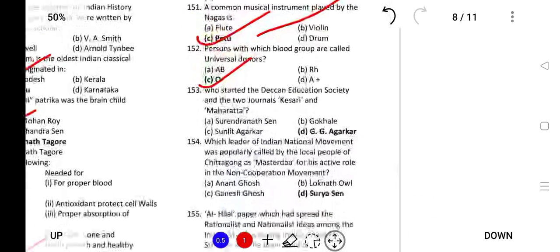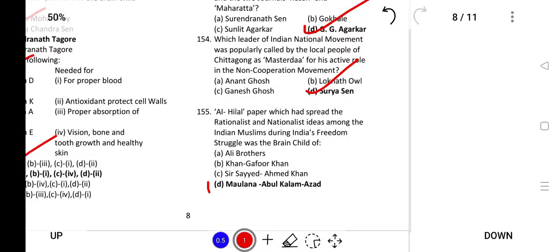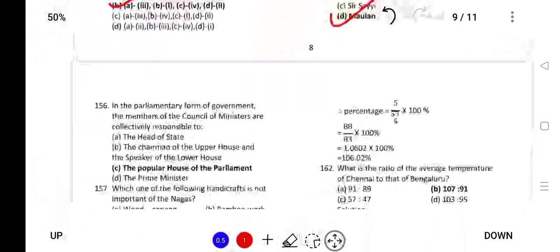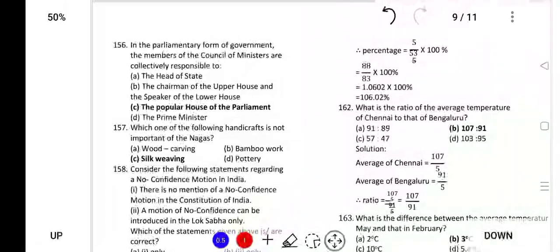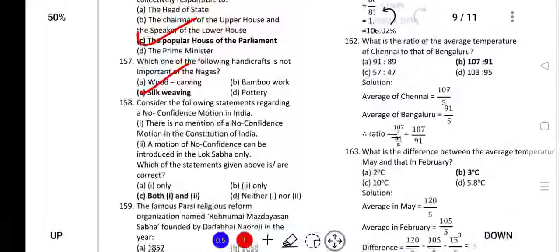Next: who started the Deccan Education Society? Which leader of the Indian National Movement was popularly known as Master Da? Surya Sen. Al Hilal was published by Maulana Abul Kalam Azad. In the parliamentary form of government, the council of ministers is collectively responsible to the popular house of the parliament. Handicraft not important in Nagaland: silk weaving.